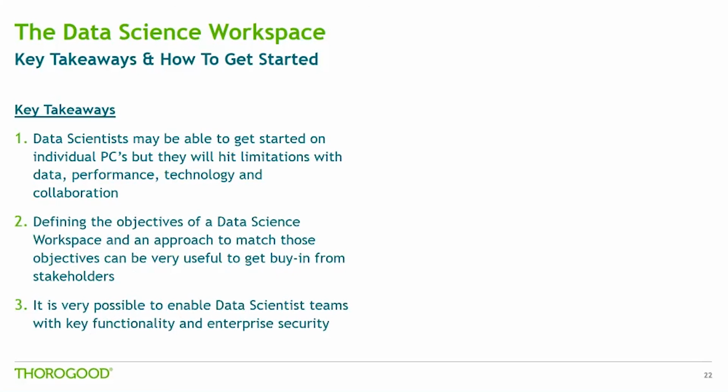Defining the objectives of a workspace and an overall approach could be a good way to get many different groups within an organization on the same page and bought into how we might approach this and why. And then lastly, we worked backwards to the key functionality that a data scientist is looking to do. If we think about that objectively, that's something we can most certainly fulfill within an organization, and apply things like security and make sure that the data is contained within these workspaces in a responsible way.